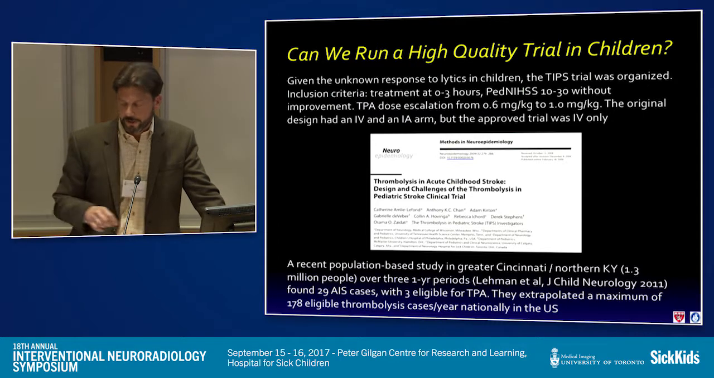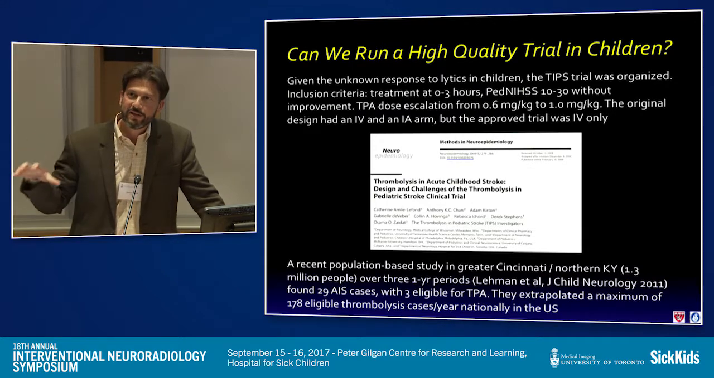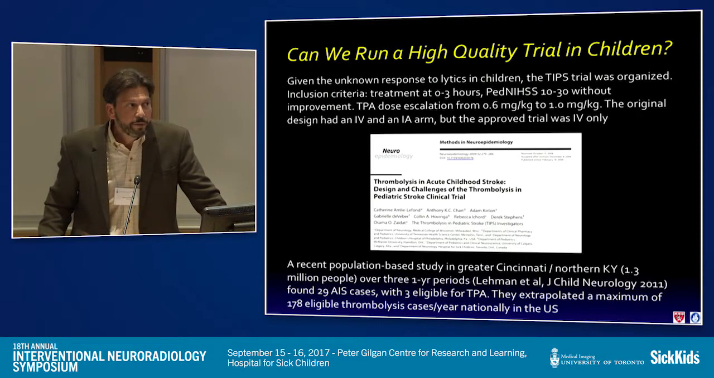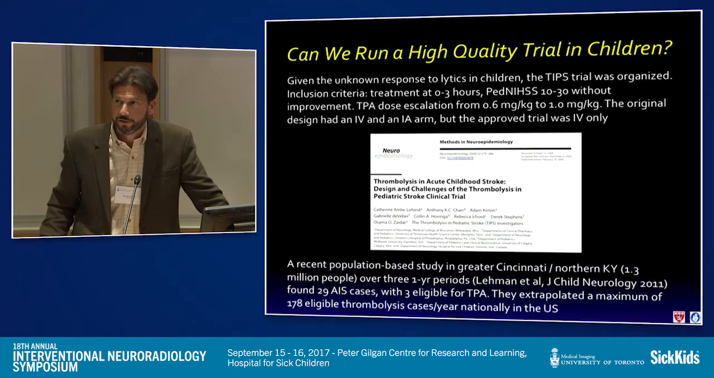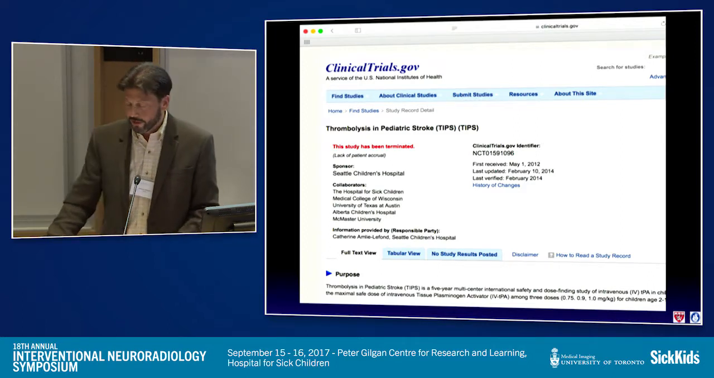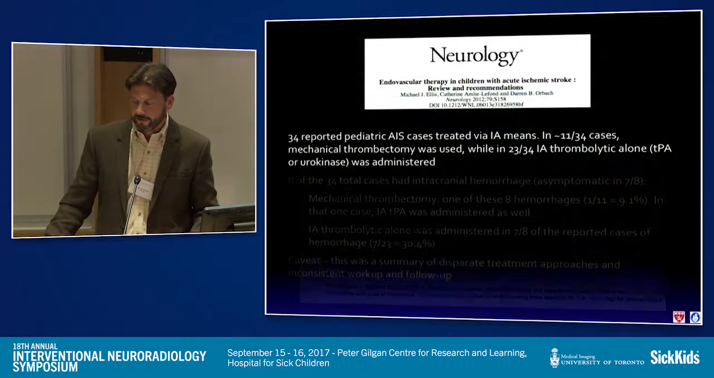Interestingly, soon after the trial started, there was a paper published looking at just the greater Cincinnati area over successive 3-year periods. It was about a catchment area of 1.3 million people, and they did an analysis of potential children who could participate in this trial. And they found 29 cases with 3 eligible for TPA. And then extrapolating that up to the population of the United States, they thought there would be 178 potential eligible cases nationally. And for any of you who've been involved in a trial, you know that's not going to result in a real trial. And in fact, the TIPS trial was terminated for lack of patient accrual. So this is a huge problem. And really what we're left with is analyzing case reports and very small case series that have been published.